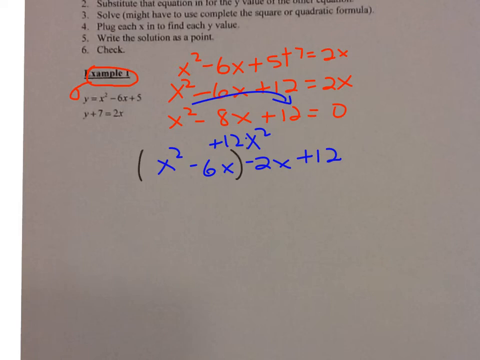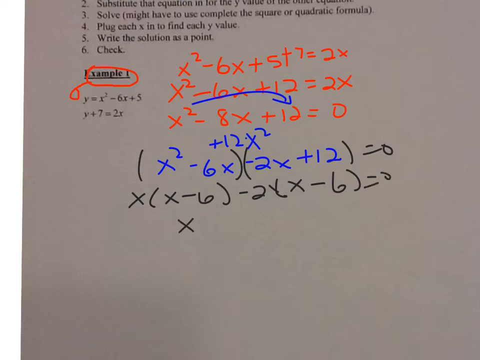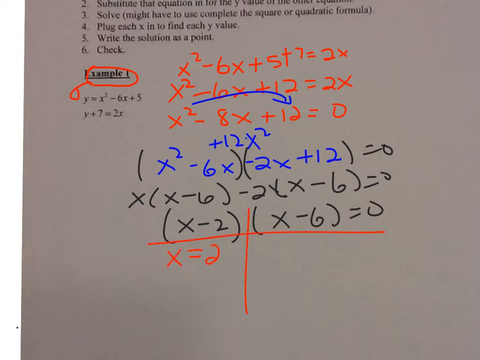Now we're going to factor by grouping. So I have x times x minus 6 and negative 2 times x minus 6. So my factors are x minus 2 and x minus 6. So I draw my t-chart and I get x is equal to positive 2 and x is equal to positive 6.